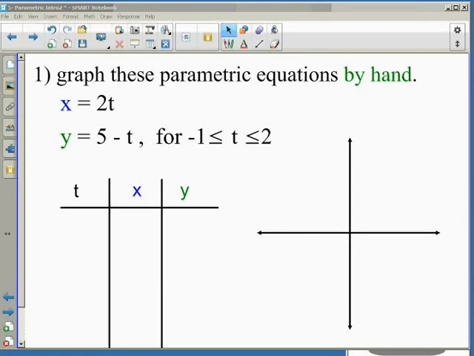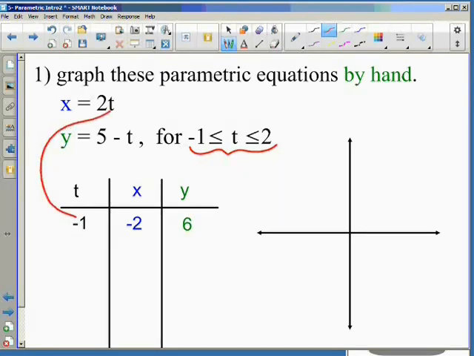Okay, so let's look at the graph of these parametric equations. We see that the parameter is again t. We have two variables, x and y. If we use the values from -1 to +2, we're going to make a t-chart here starting with -1. The x becomes -2 when you plug in, and the y becomes 6 when you plug in. 5 minus -1 is +6. And if we plot that point, we get a dot there.